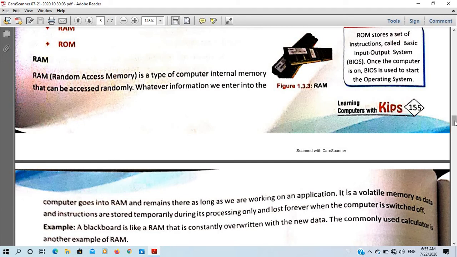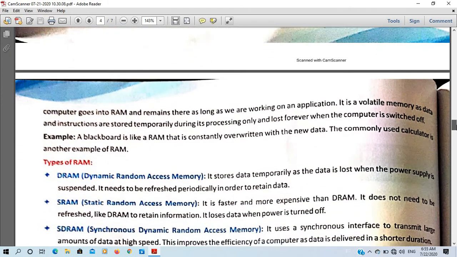So every piece of information travels through the RAM, and then it is set into the hard disk or permanent storage. It remains in RAM as long as we are working on the application. So data is first saved on RAM, and it remains there for as long as we are working on the computer, but after that the data gets erased from there. But if you save it, it will get permanently stored on the hard disk.